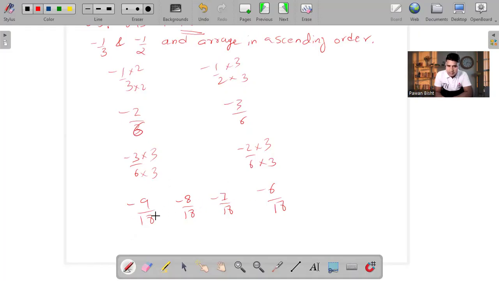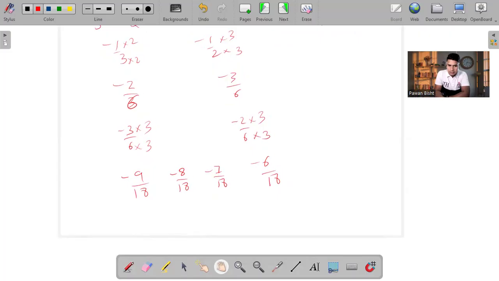So I am writing it in ascending order. The smallest one is this, minus 9 over 18, then minus 8 over 18, then minus 7 over 18, and then minus 6 over 18. Okay. Right. Now we write it in simplified form as I told you. This will be minus 1 upon 2. This was minus 1 upon 3. And this will be minus 4 over 9 and minus 7 over 18. So these are the numbers arranged in ascending order.